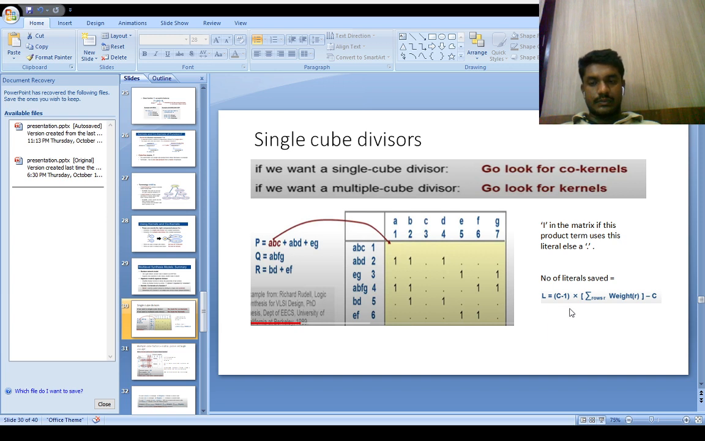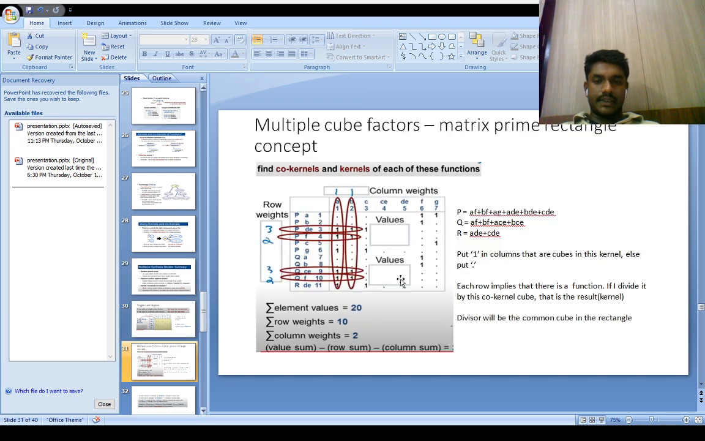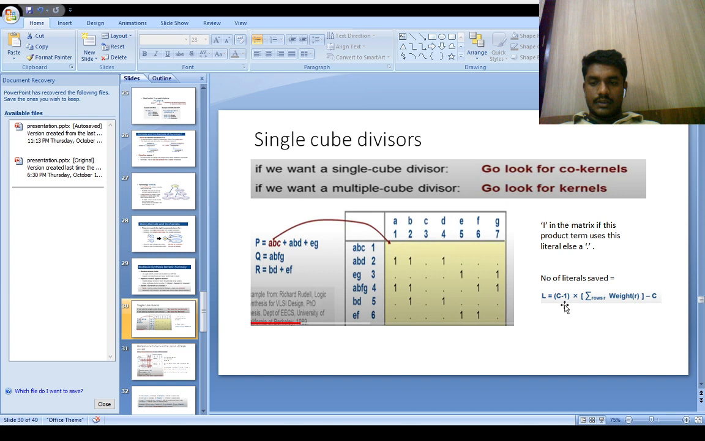L is equal to (C minus 1) into the sum of rows into weight. Let us take this example: ABC plus ABD plus EG, row wise. In this example, C means column, and here there are two columns, these two, so C value should be 2, and in C minus 1, 2 minus 1 is 1. And in the row summation of rows into weight, weight means how many times each term is repeating, like that we have to take it.